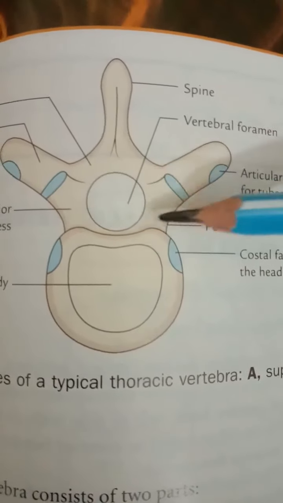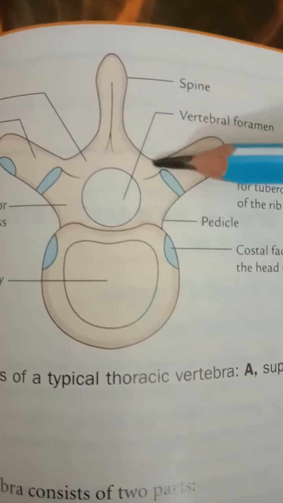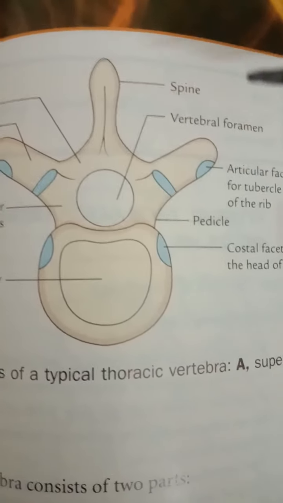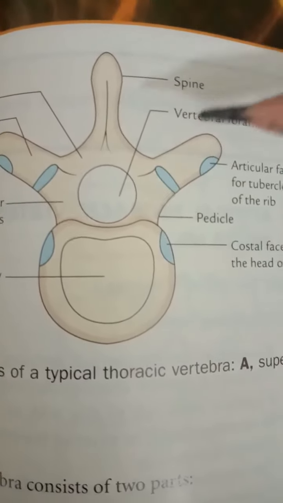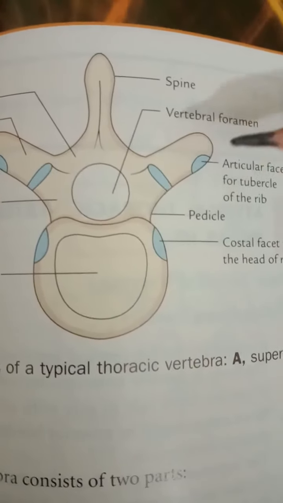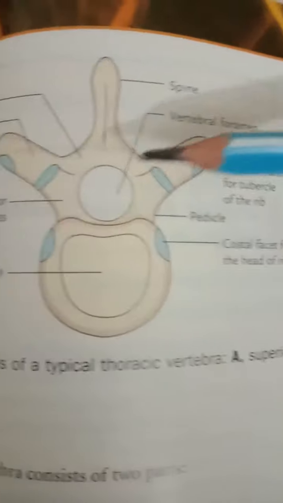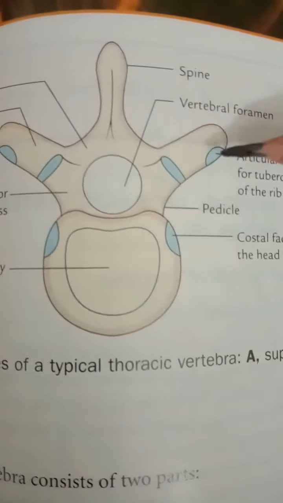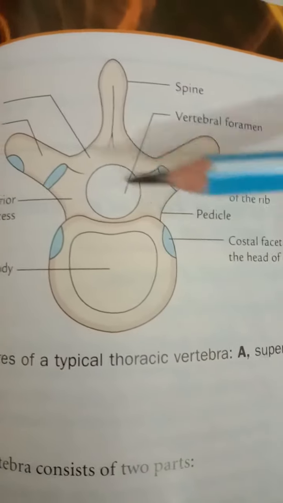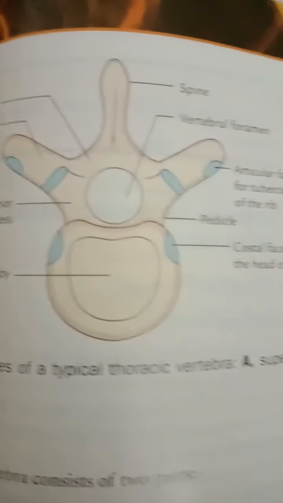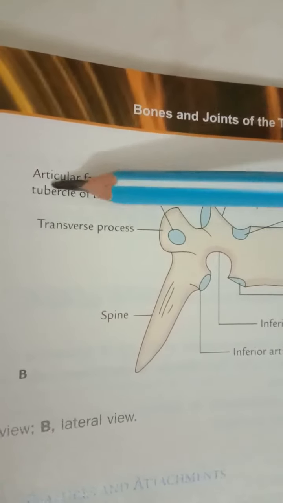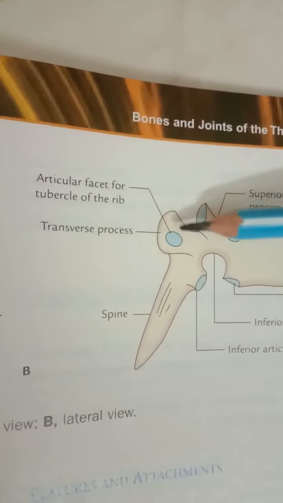Here are the pedicles and this is the lamina, so the transverse process is present at the junction of the pedicle and the lamina. Then the anterior surface of each process bears a facet near its tip, this one. This is for articulation with the tubercle of the corresponding rib. In the lateral view you can see the articular facet for the tubercle of the rib.